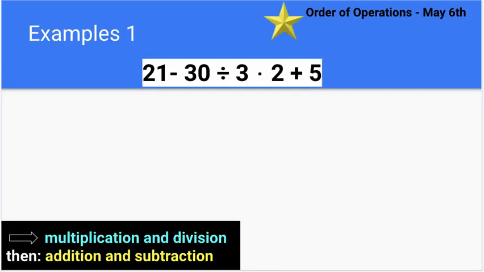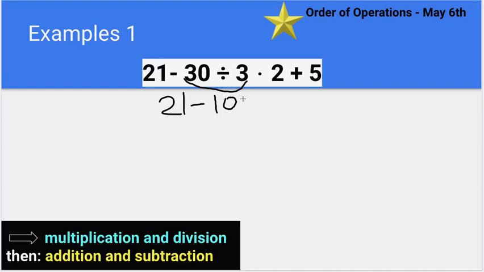So here you go, first one, 21 minus 30 divided by 3 times 2 plus 5. So we're first looking for the multiplication and division. Looks like I have both of them right here, but we're working left to right. So that means we're going to start with the 30 divided by 3 because we're going to be working left. So we got to do this, and then we'll go to the right. So 30 divided by 3 is 10. And now we're going to bring everything else down. So the 21, subtract, the times 2 plus 5.